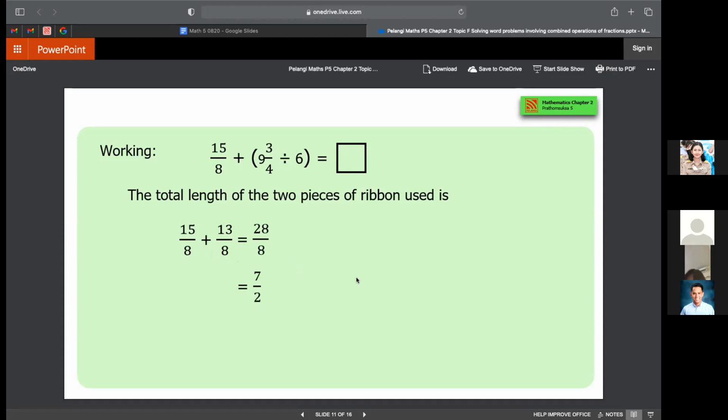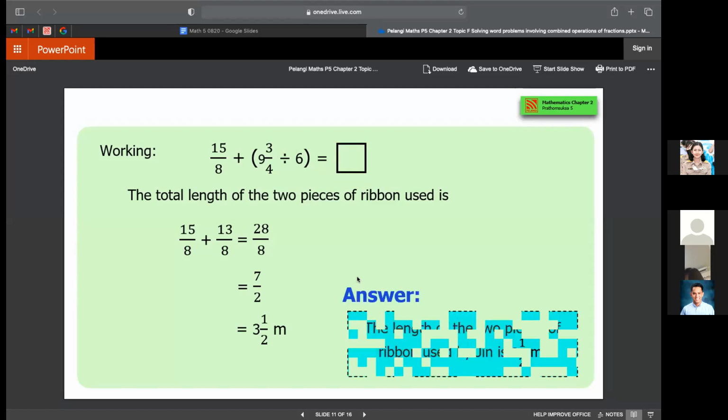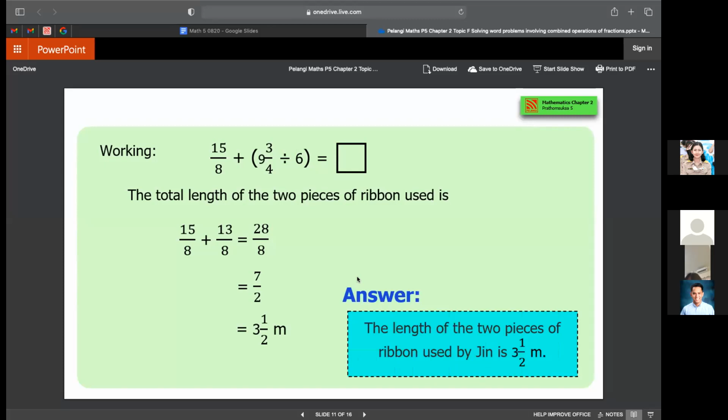Now we divide 28 and 8 by 4 so we can simplify it. 8 divided by 4 is 2. So 7/2. It's still an improper fraction. We change to mixed number. 7 divided by 2, we have 3 and 1/2 meter. Okay, so that will be the answer in problem number 2. The length of the 2 pieces of ribbon used by Jean is 3 and 1/2 meter.